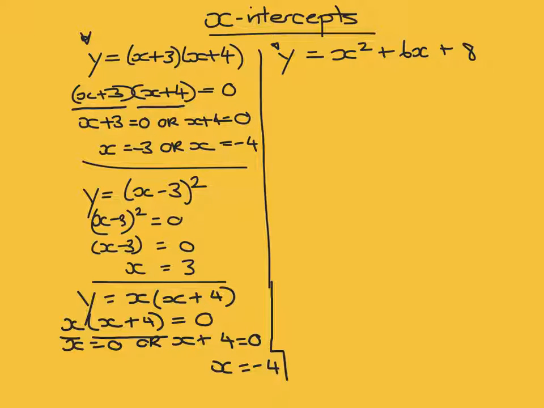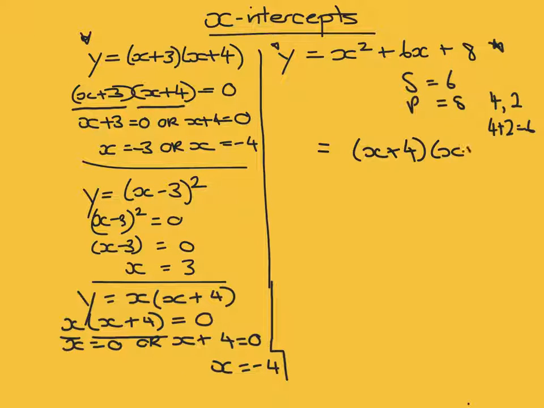What about this one up here? Well, we talked about how you could do this using the sum and product. So we know that the sum equals 6 and the product equals 8. Factors of the product are 4 and 2 because 4 times 2 equals 8. And if we did 4 plus 2, that would equal 6. So that means it can factor to x plus 4 times x plus 2. And then we can do it exactly how we did it before.